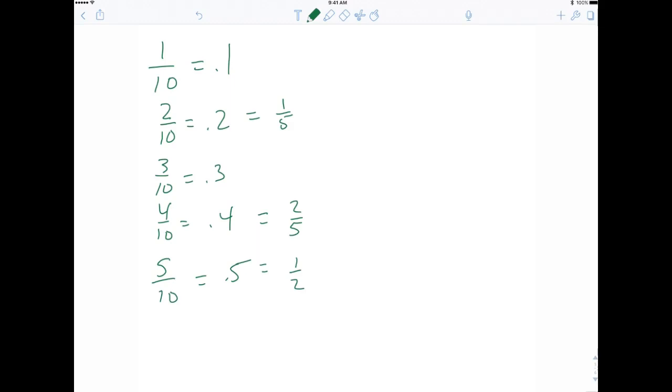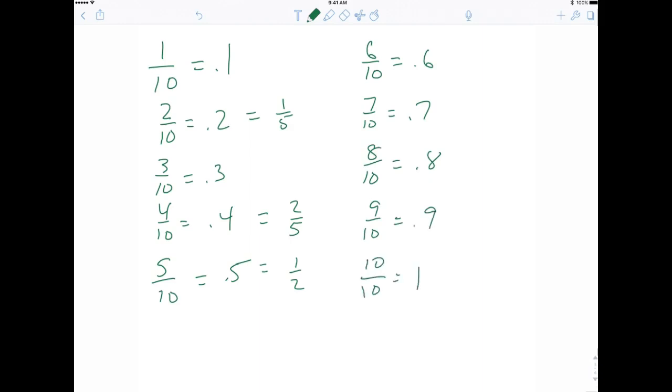So now I'm just going to continue on. 6/10 is what decimal? 7/10 is what? 0.7. 8/10 is what? 0.8. 9/10 is 0.9, and of course 10/10 is 1. Now again, if you look at 6/10, you know that can be reduced to 3/5. 8/10 can reduce to what? 4/5. Is everybody happy with that explanation so far? Yes. Everybody see that, right?